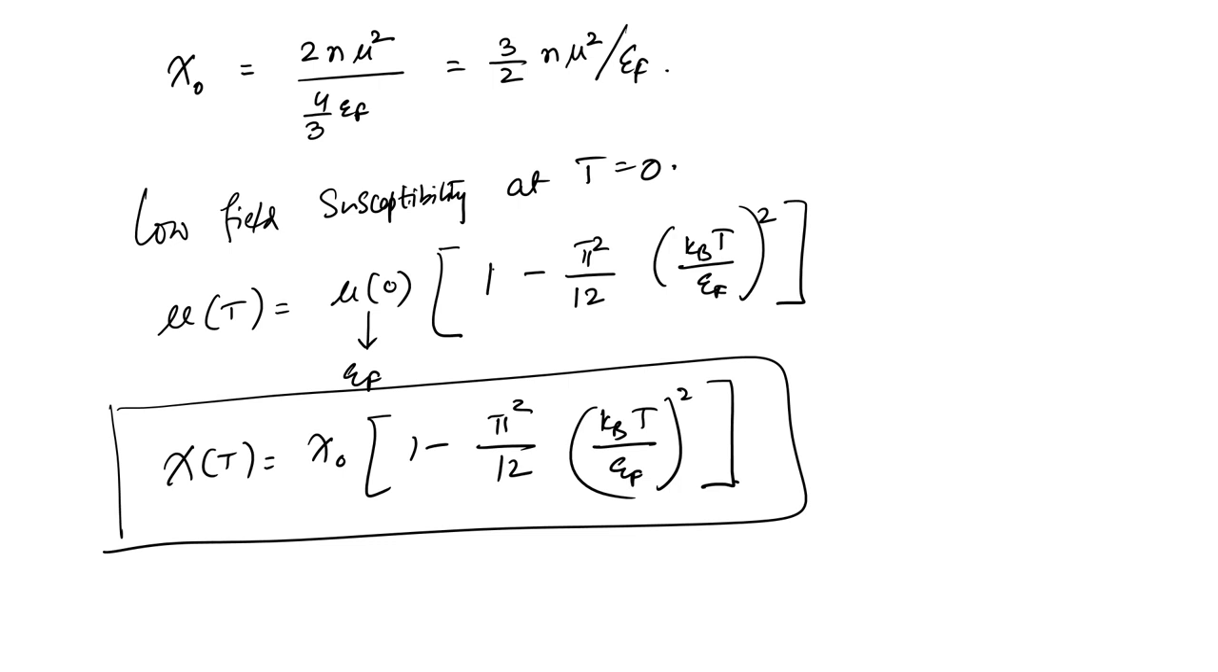Just the temperature dependence comes from the T by Tf whole square, which is very different than the temperature dependence that we get at high temperature. Okay, so this is extremely small, because you know kT at room temperature is about 0.0025 electron volt, whereas epsilon f is of the order of 5 to 6 electron volts. And then you take a square of that, and that becomes extremely small. So chi as a function of T, experimentally it is not possible to determine the temperature dependence of this susceptibility, and that's the result that we get.